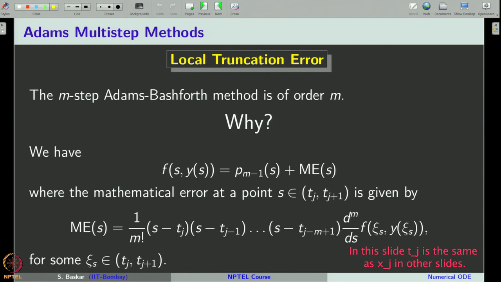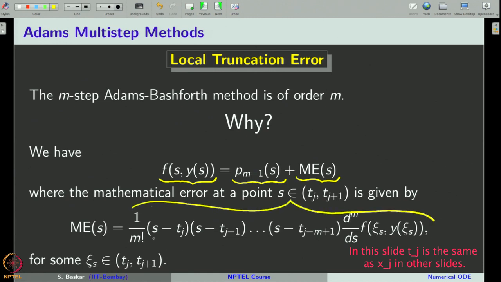In the derivation of the Adams-Bashforth method, we are replacing this function which appears as the integrand in the integral equation by the interpolating polynomial, and thereby we are committing an error which, from the interpolating polynomial theory, we call the mathematical error. We can also call it the local truncation error here. And if you recall from the theory of polynomial interpolation, the mathematical error involved in the interpolating polynomial is given by this expression. Here you can see that s belongs to the interval xj to xj plus 1.